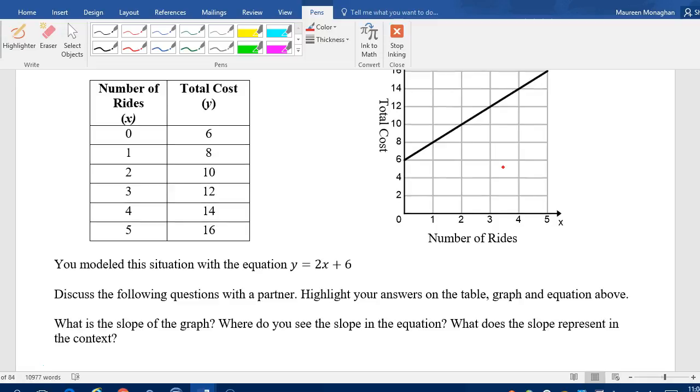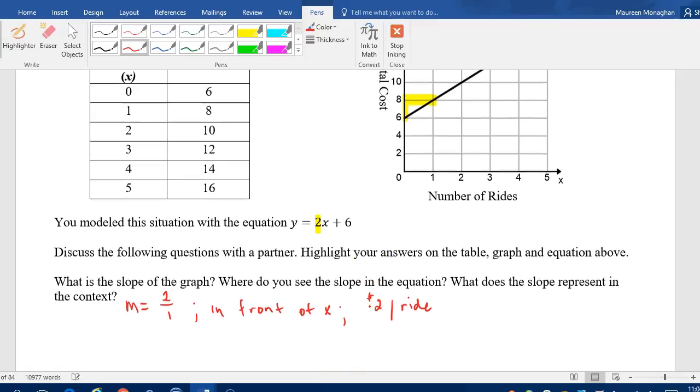What is the slope of the graph? Well, I liked using yellow, so the slope is rise over run. All right, what is the slope of the graph? Well, the slope is rise 2, run 1. Where do you see the slope in the equation? We remember that. It's in front of x. Okay. What does the slope represent in the context? Well, it's $2 per ride. That's what that means. Okay.